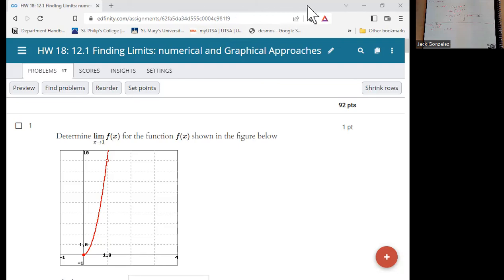Can't. Let me zoom out a bit. A second. Oh, there it is.